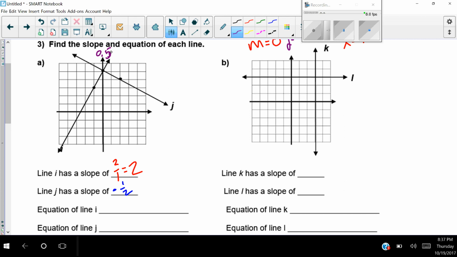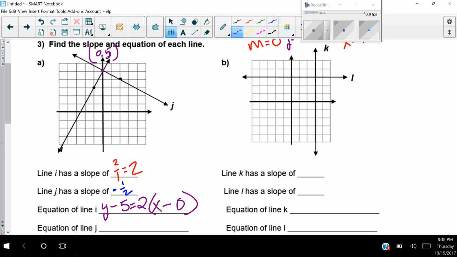Is this point right here, and I can use it for both. So for I, I'm going to say y minus my y value, 5, is equal to the slope of I, which is 2, parentheses, use your parentheses, x minus my x value, 0. All right, you guys can do the same thing for J. You're going to just plug in the same letters, but my slope is going to be different.